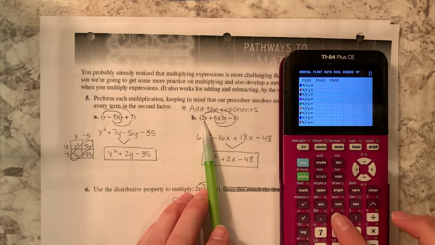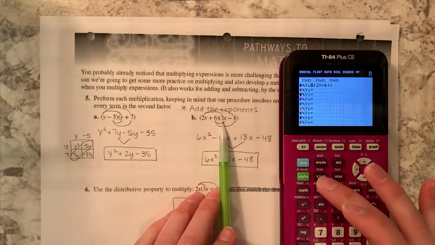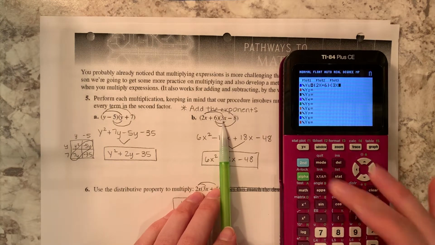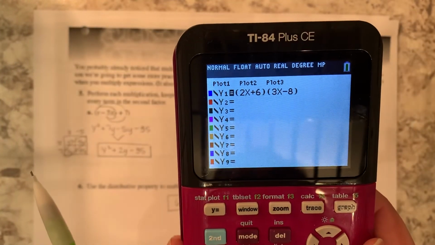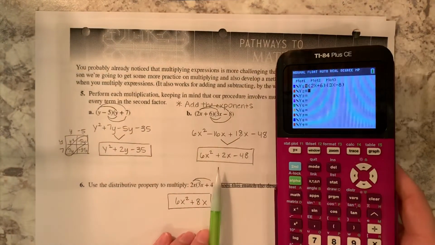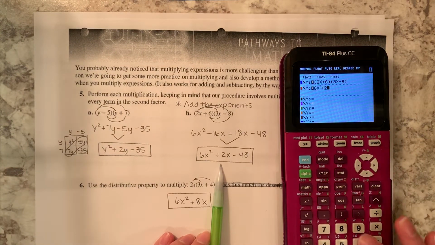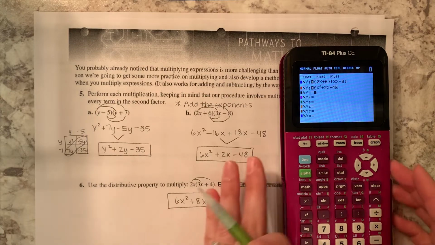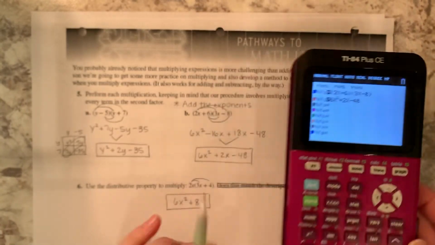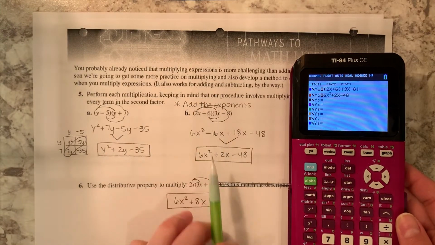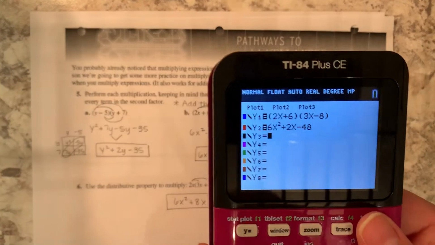So in the y equals, I'm going to enter, using parentheses, the original problem that was given to me. Oops, 3x minus 8. Okay, so that's what I entered in my y1, the original problem. And then I'm going to enter in the y2 section my answer after simplifying. Okay, so that's what I have for the y2. Now, because I didn't change the value of the math at all, when I press graph, they should be identical.